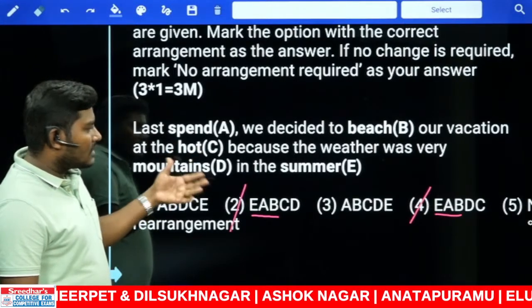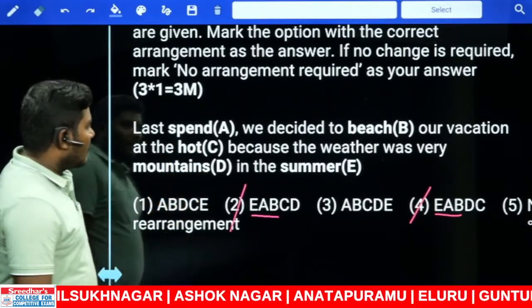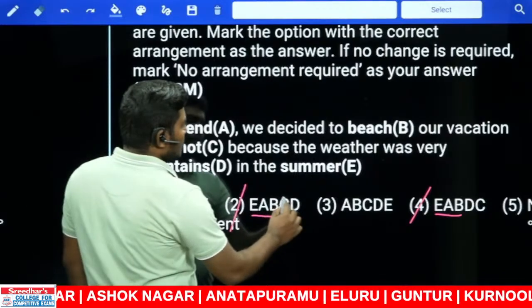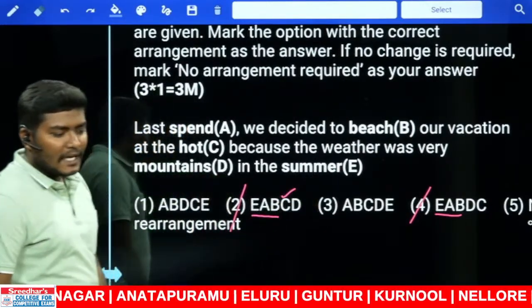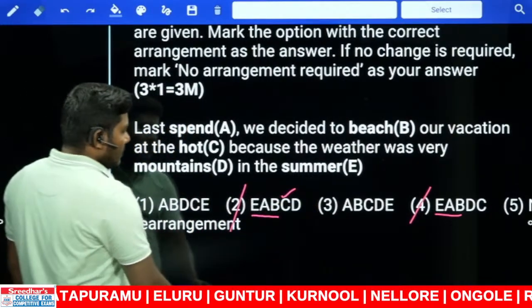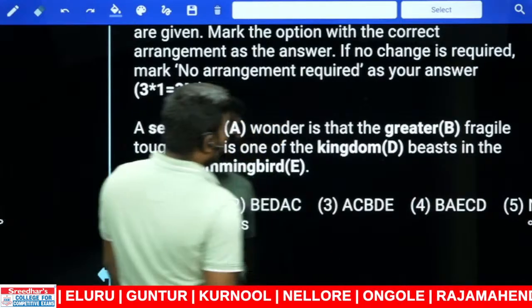Or can we use some other word here? Very hot only, right? So absolutely the fourth position should be only C. Answer should go with only second. Fraction of seconds. Very simple. Next 145. Let us check this out.